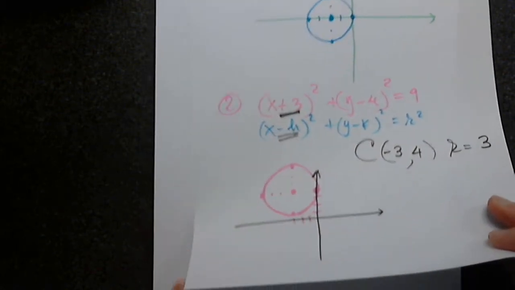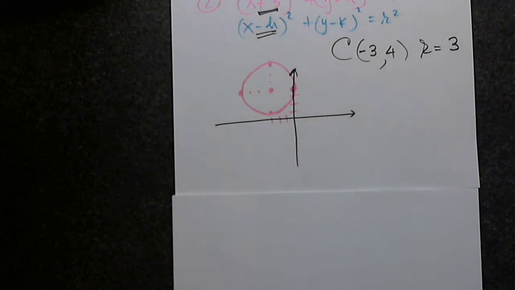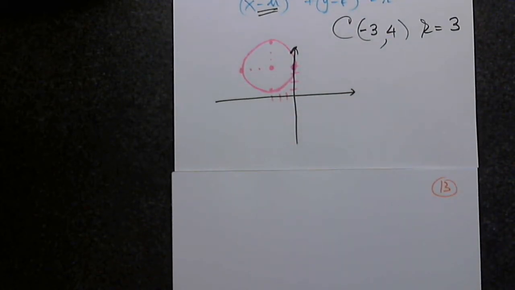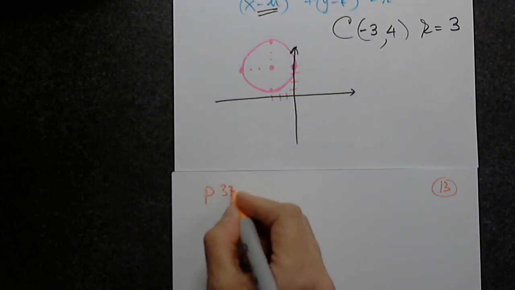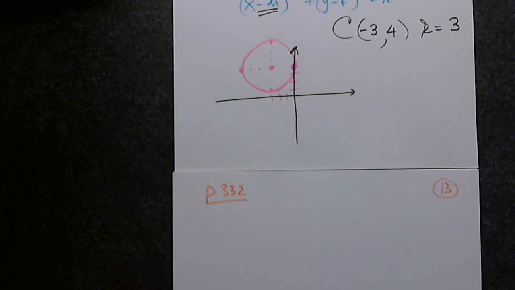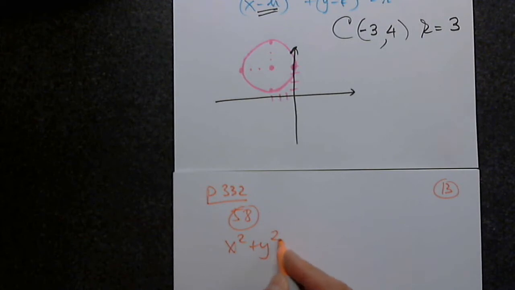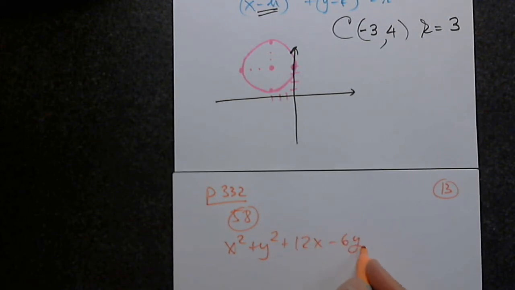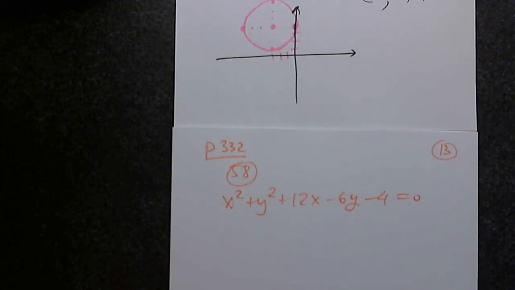Well, the last one is why we studied the method a long time ago. And you'll tell me which method. And these ones I cannot make up, I have to copy. On page 332, I mean I can, but it will take a while. Number 58: x squared plus y squared plus 12x minus 6y minus 4 equals 0. That's the last type, and of course the most difficult one.